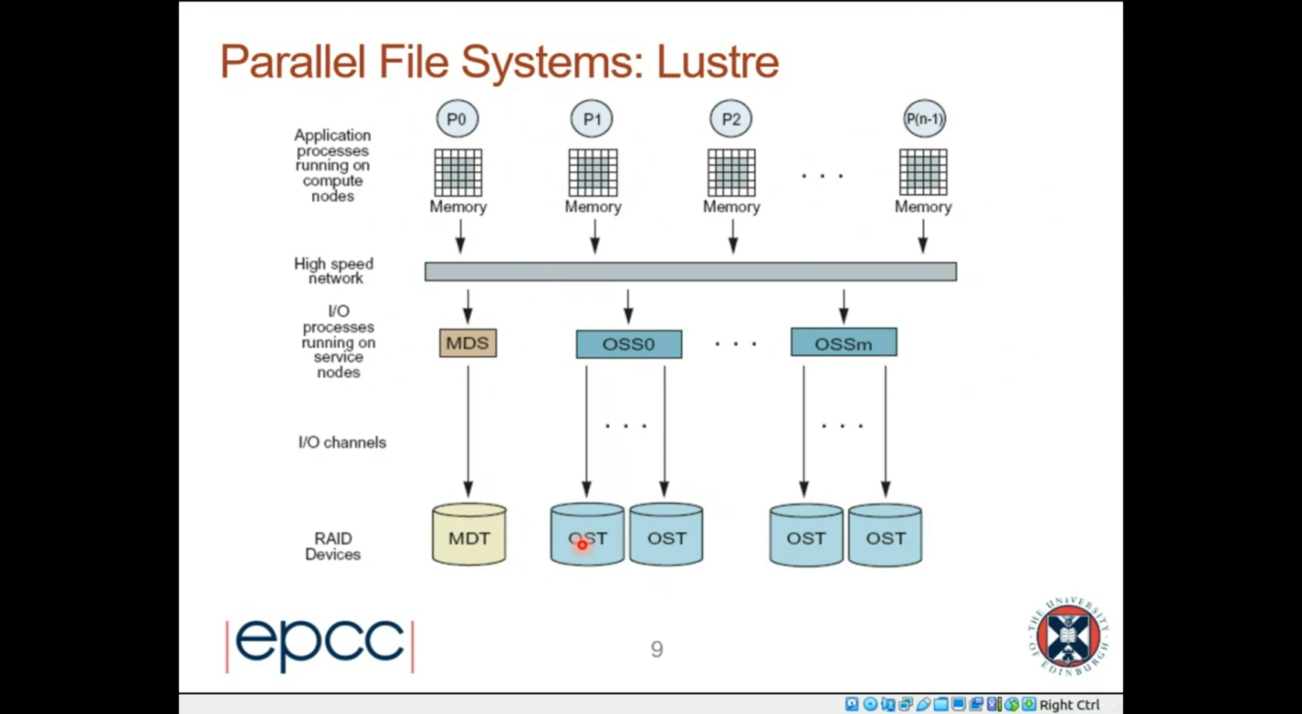Now, at the lowest level, we have lots of RAID devices, which I call disks. Technically, they're called object storage targets in Lustre speak, but I will synonymously call them disks because they're the lowest level entity. These are actually aggregated together in object storage servers, but that's not particularly meaningful.